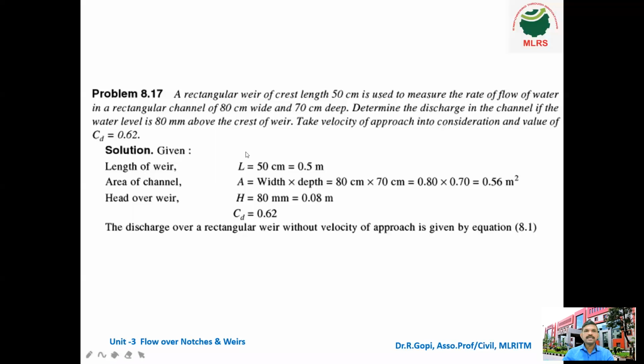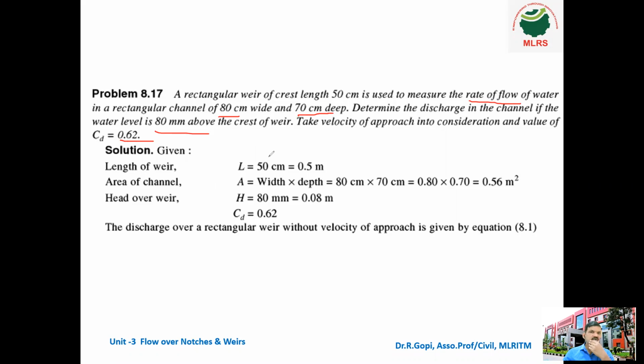So now we will see the next problem. A rectangular weir of crest length 50 centimeter is used to measure the rate of flow of water. What is another name of rate of flow? It is discharge. In a rectangular channel of 80 centimeter wide and 70 centimeter deep, determine the discharge in the channel if the water level is 80 mm above the crest of the weir. Take the velocity of approach into consideration and the value of CD 0.62.